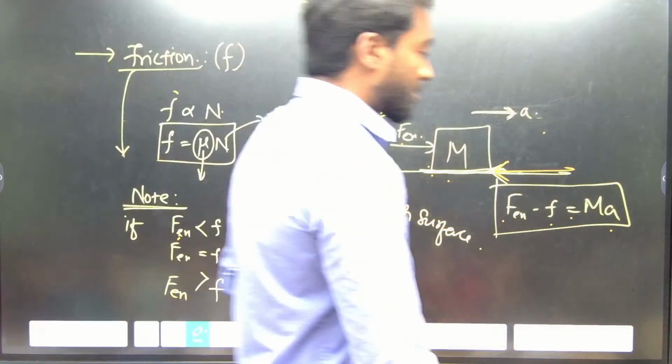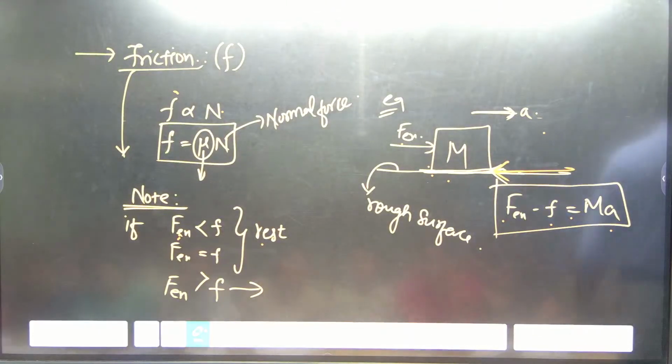So three conditions are there. If external force is less than friction or equal to friction, the object will stay in rest position. If it is more than friction, it will be in motion.